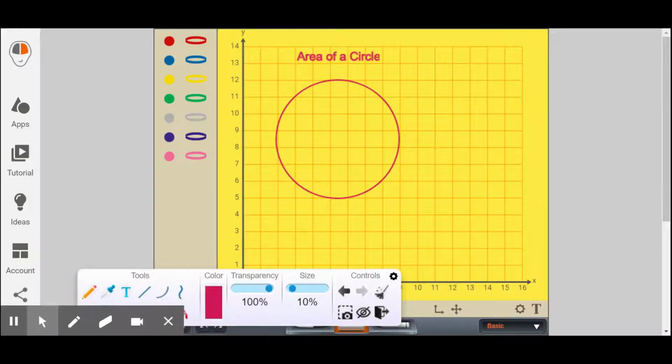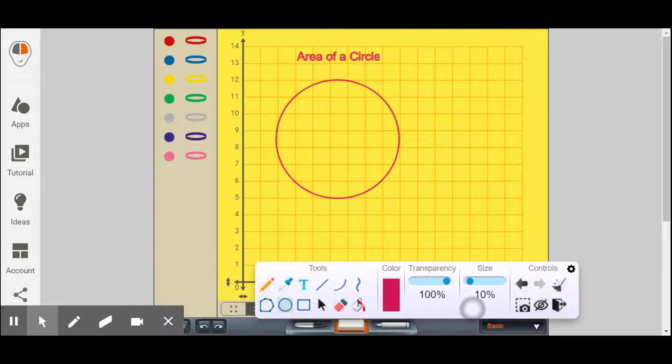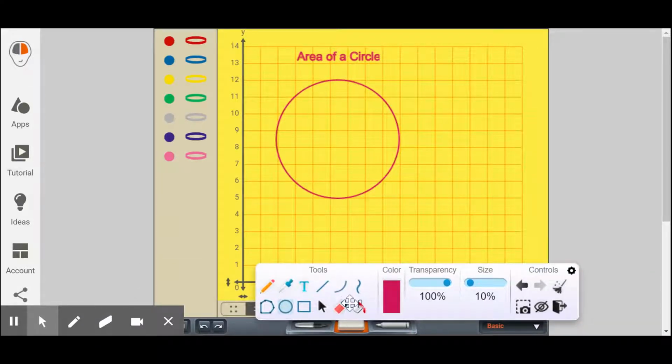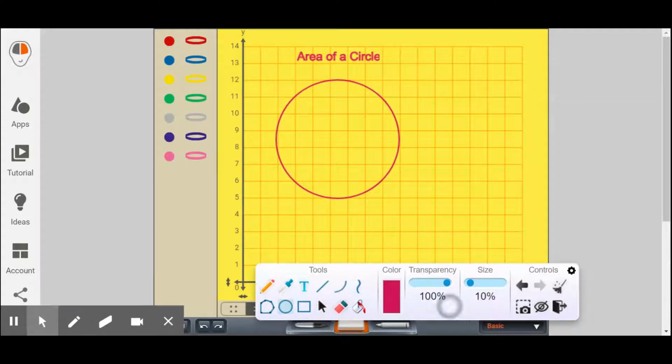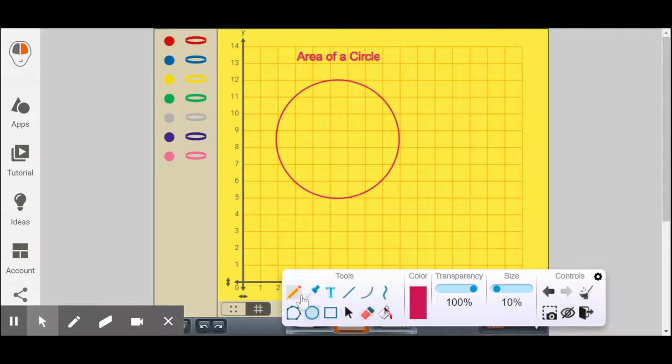All right, so we are going to learn today about area of a circle. So far, let's discuss what we've already learned. So far, we've already learned about circumference of a circle. And what did we learn about the circumference of a circle?